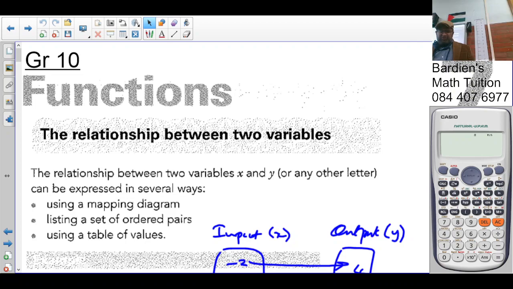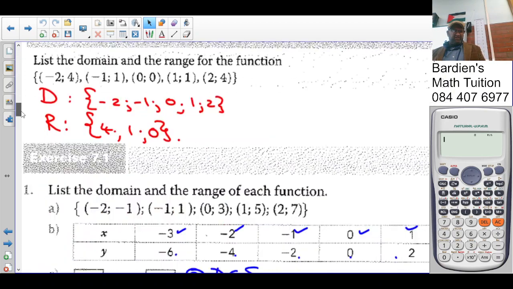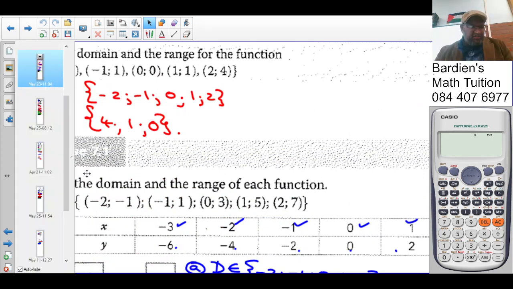So today we're looking at functions. I gave you some homework. Let me just name this here.